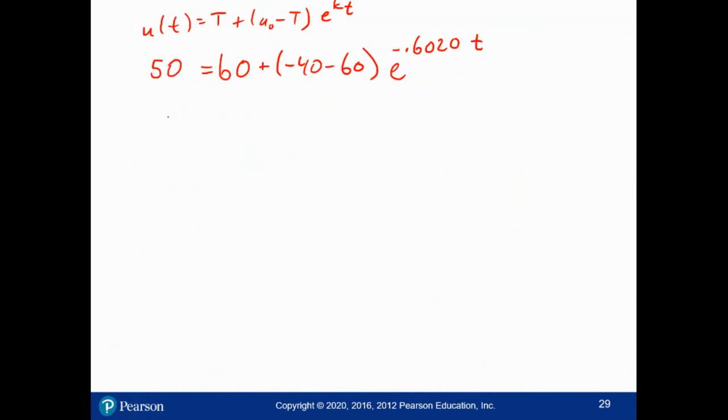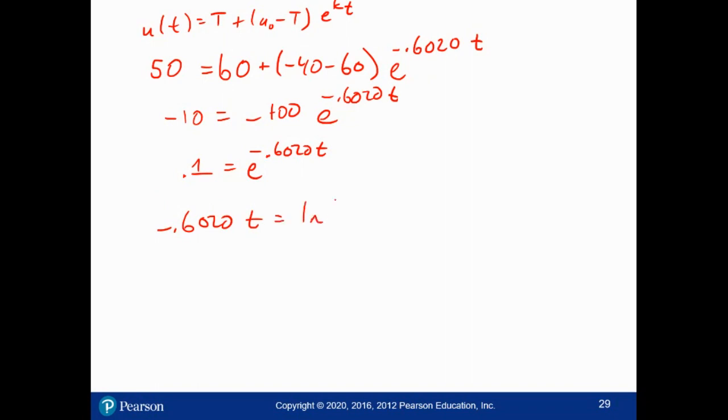So stick that there, subtract 60. Divide by negative 100. Take a natural log. And divide. And that estimates down to, that's my phone, sorry, log of 0.1 over negative 0.6020, and we have about 3.82.